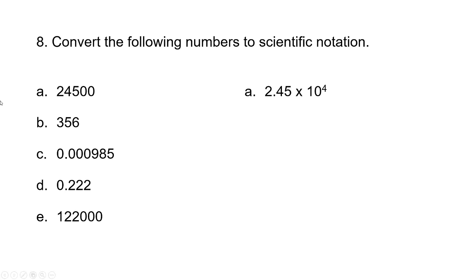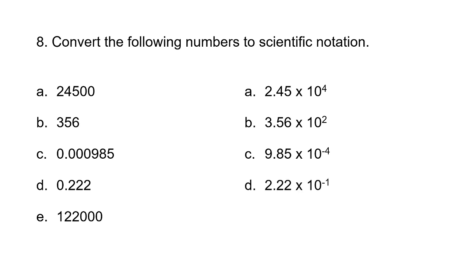Again, it's a large number, much bigger than 10, so I'm going to have a positive exponent. 356, that answer would be 3.56 times 10 to the 2nd power. This is a much smaller number than 1, so I'm going to have a negative exponent here. I'm going to move the decimal 4 places to the right to give me 9.85 times 10 to the negative 4th. For letter D, I would move it 1 place to give me 2.22 times 10 to the negative 1.